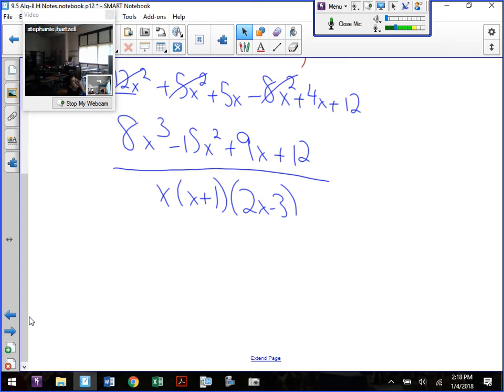Now, in this case, what's your leading term coefficient of the numerator? 8. What's going to be the leading term coefficient of the denominator? 2. It has to be 2. Because if you just FOIL this part out, you get 2x squared, right? Put an x to it, and you get 2x cubed. What's 8 divided by 2? Where's your horizontal asymptote? 4.